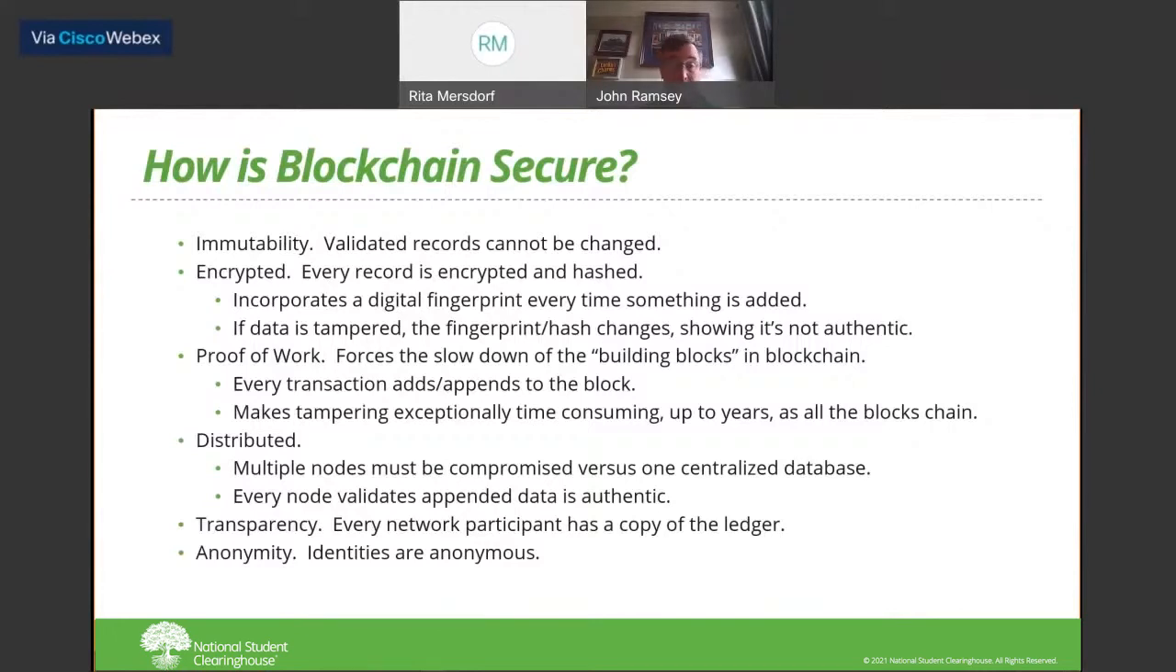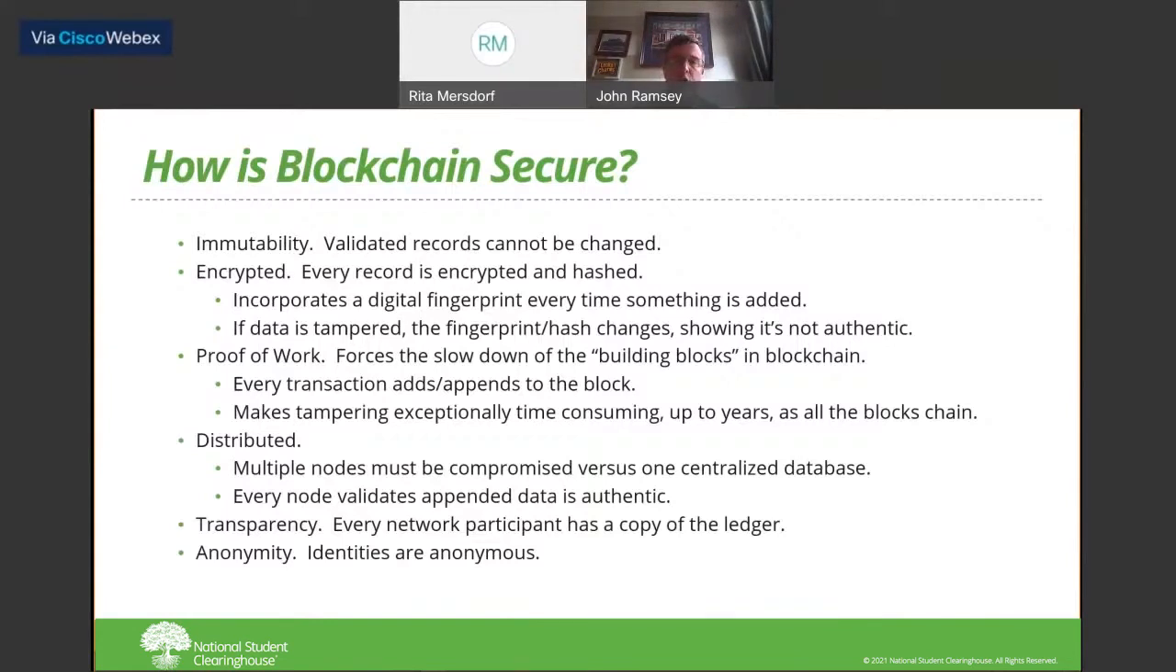And with that said, the next concept is called distribution. It's a distributed network. There's multiple nodes. All of these nodes contain the data from the blockchain, so they've all got to be compromised. Or let me rephrase that.